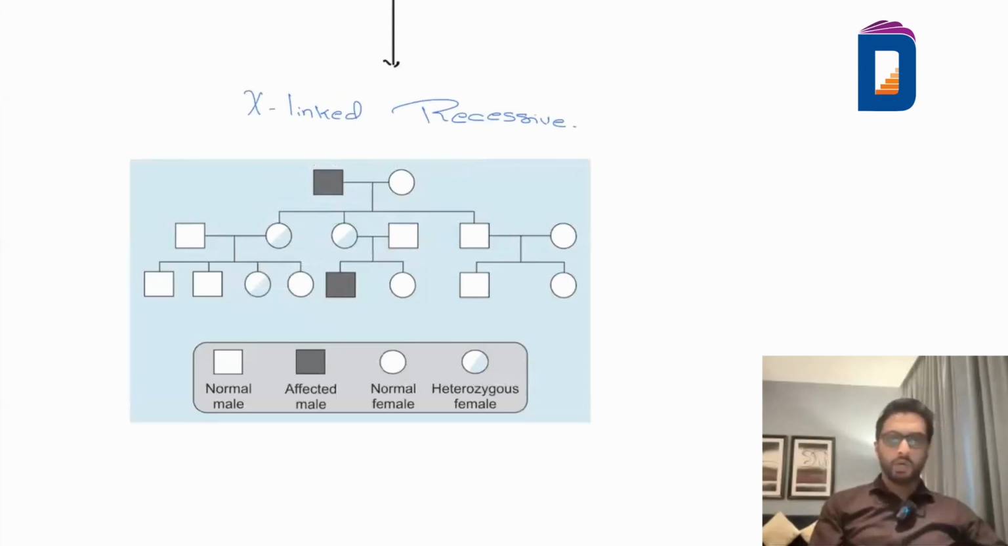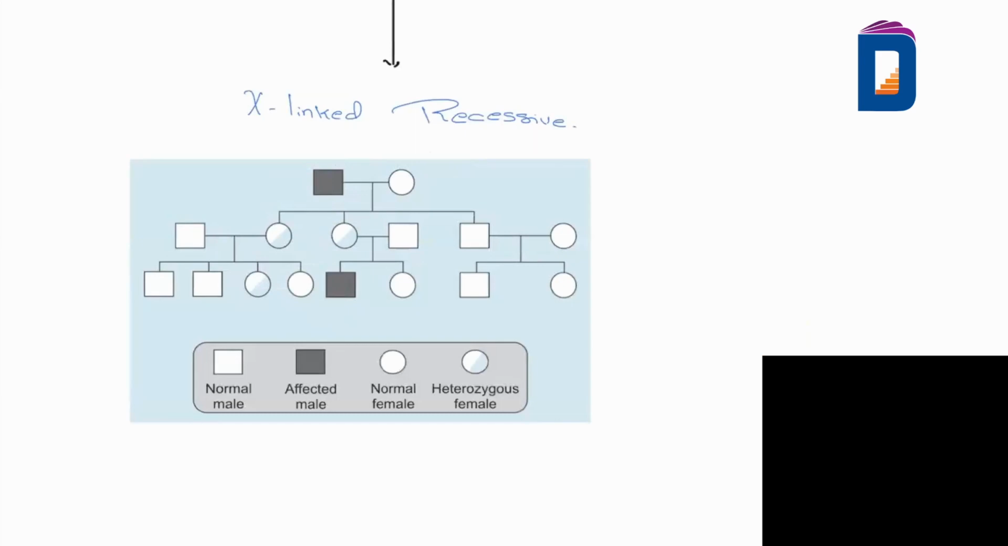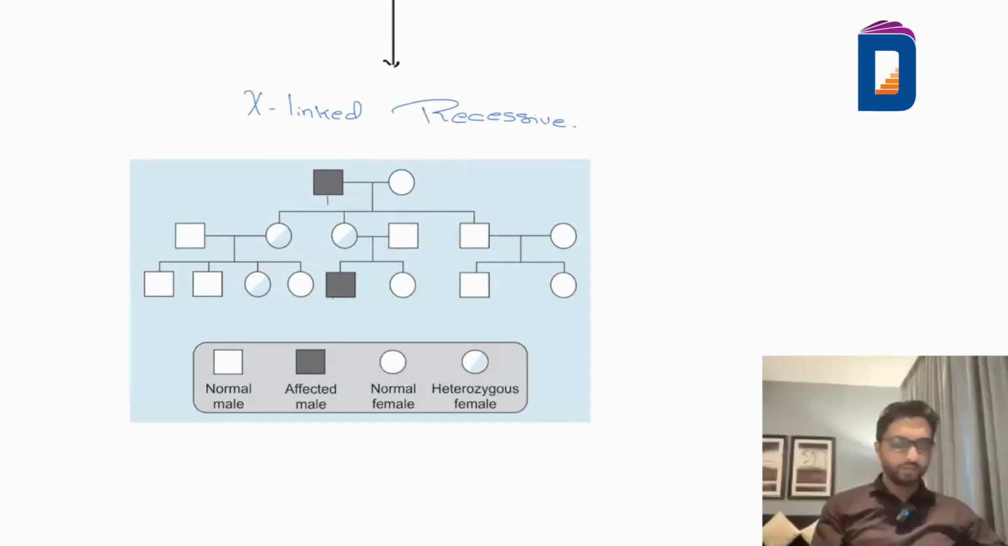Now come back to our normal analysis. Let's analyze this. How is it going to be? Is it mitochondrial? Yes or no? No, because here the father is transmitting the disease, so it's never going to be mitochondrial. Now, is there sex predilection?